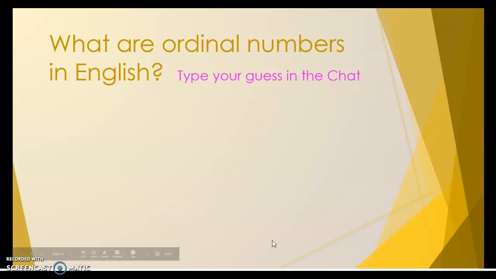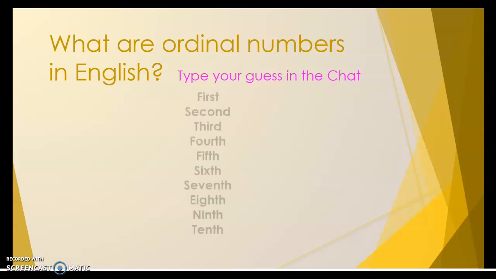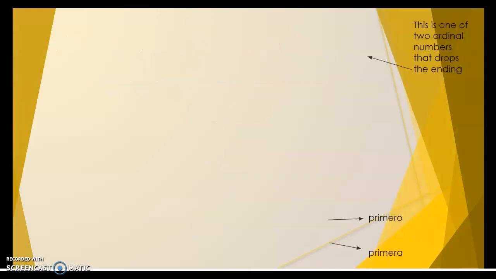So first, what are ordinal numbers in English? I was going to have you type your guess in the chat, but can't really do that when you're watching a video. So ordinal numbers, that's a really fancy way of saying first, second, third, fourth. It's all of those, that's what those words are. Sixth, seventh, eighth.